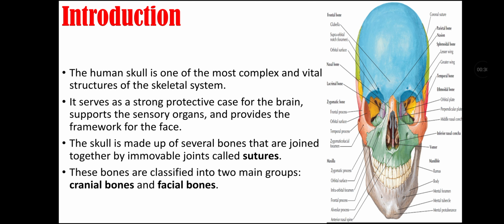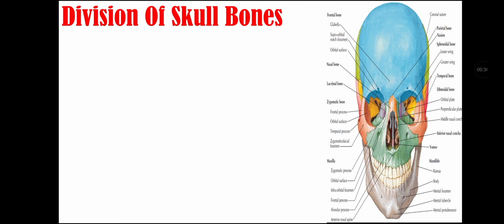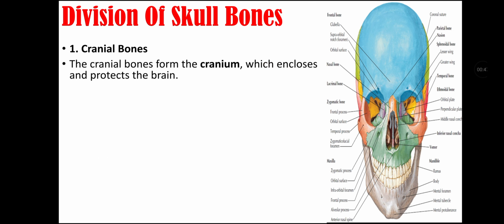These bones are classified into two main groups that are cranial bones and facial bones. As we know, skull bones are divided into two groups, cranial bones and facial bones. So we will talk about cranial bones first and then we will talk about facial bones. Now let's talk about cranial bones.